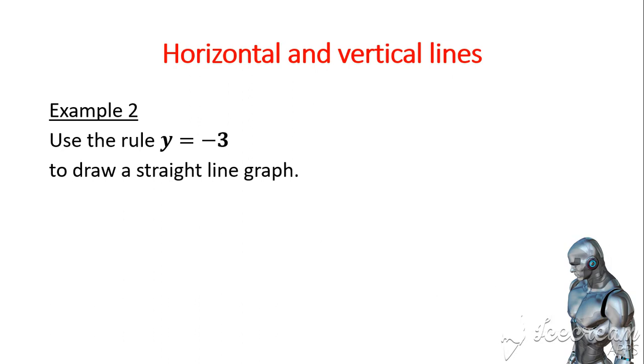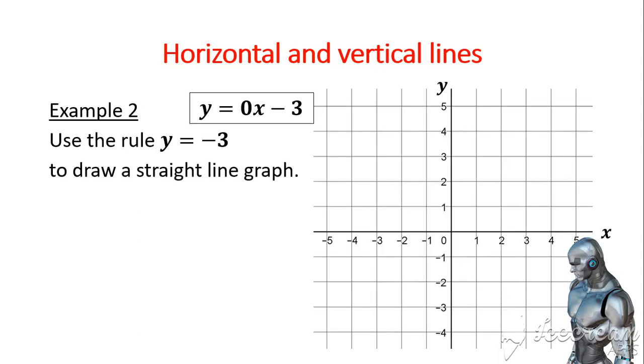Okay, let's try another one. Use the rule y is equal to negative 3 to draw a straight line graph. Once again, we're going to write it as y is equal to 0x minus 3, because the gradient is 0 because it's not there. Here's our Cartesian plane. We know the y-intercept c is negative 3, so we can draw a point at negative 3.